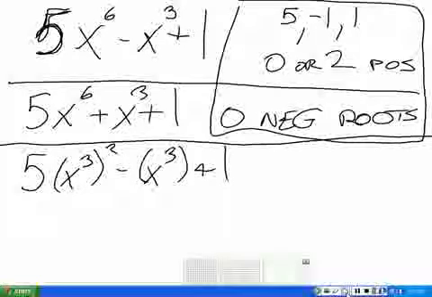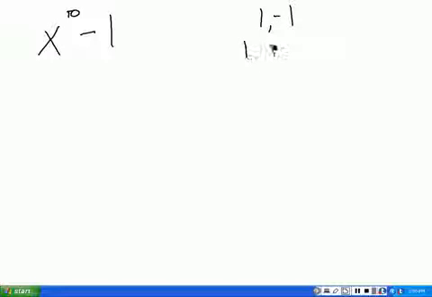Now, let's look at another example. Let's say we wanted to look at x to the 10th minus 1. Okay, well, big number, but easy for us to do. The coefficients are 1 and minus 1. So there is exactly one positive root.